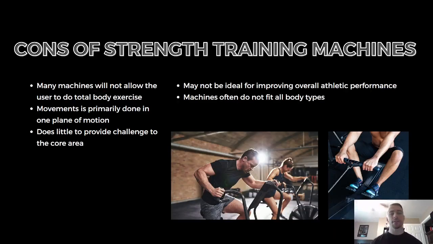So the cons of strength training machines. Many machines will not allow a user to do total body exercise. One thing to keep in mind with strength training machines is they are not really built for a free range of motion. They are more of a stationary position focusing on one specific muscle or muscle group. Movement is primarily done in one plane of motion. With any strength training machine, you are going to be in one plane of motion doing one particular action.